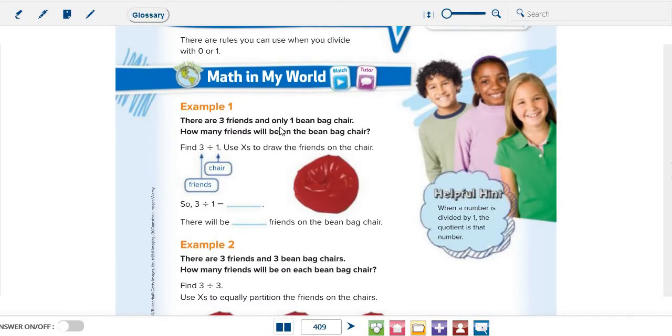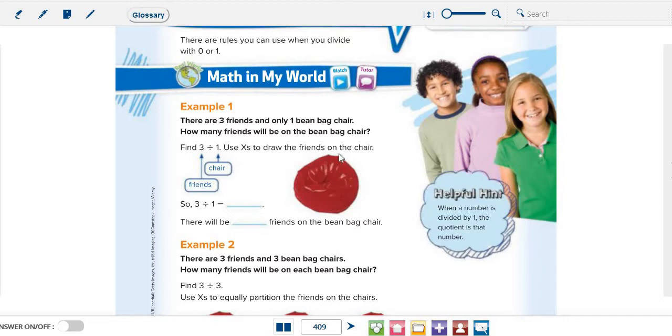There are 3 friends and only one beanbag chair, just like this one. These are the 3 friends. They are so pretty, right? How many friends will be on the beanbag chair? What do you think in grade 3? We have 3 friends and only one beanbag. And the question is, how many friends will be on the beanbag chair? We have here to use division.